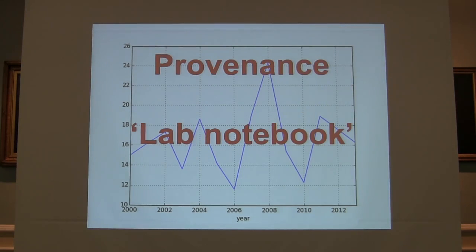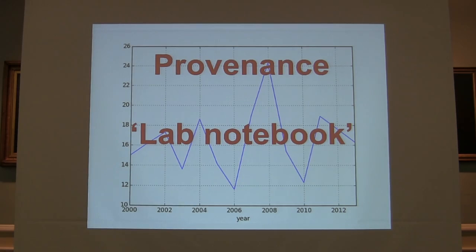So this kind of comes down to two aspects. One is the idea of provenance, knowing what was used to create what, where it came from. So you started with this data, you did X, Y, Z, A, B, C, and out came this output. The other is the idea of electronic lab notebooks.